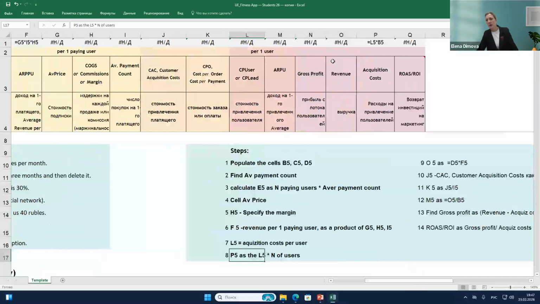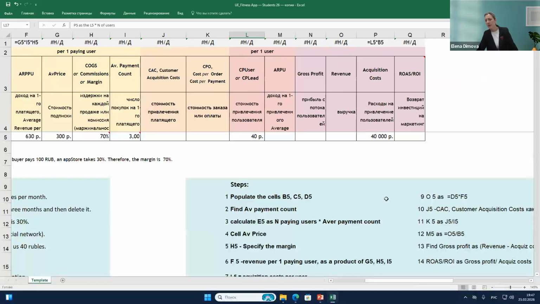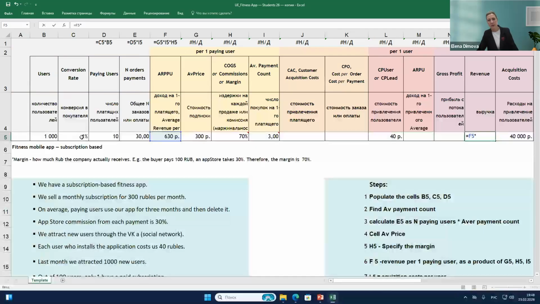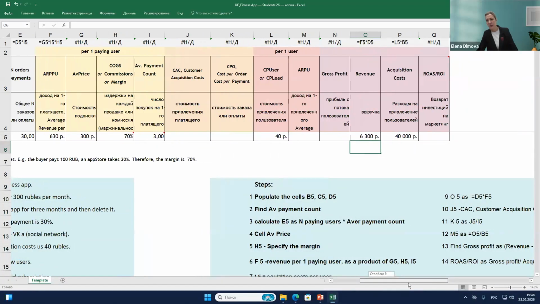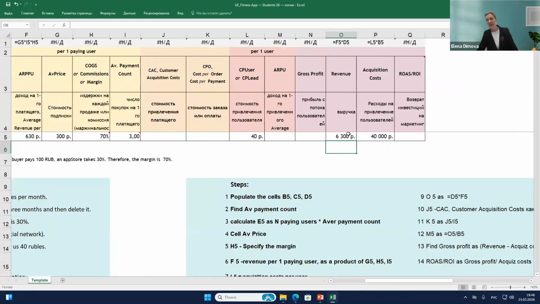Now we focus on O5. It's the revenue. The revenue is basically the product of what we get in terms of revenue per one buyer by the number of the buyers. So here we multiply 630 by 10. We have only 10 customers. And we already see the revenue that we get is like this. Okay. However, the costs is 40. So we get as revenue 6,000, but we spent 40,000. Something does not feel quite fine.